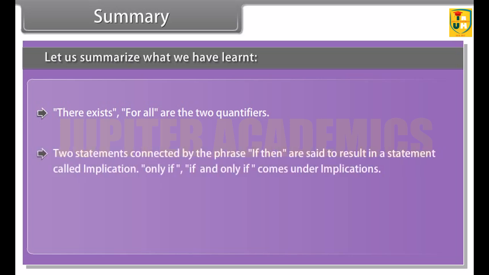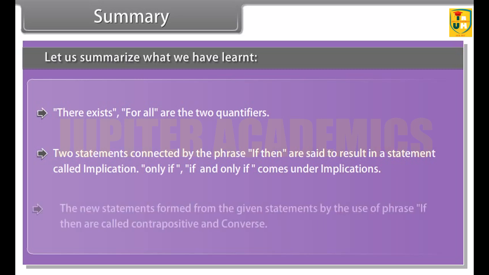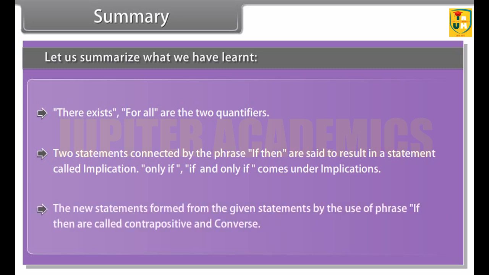Two statements connected by the phrase if-then are said to result in a statement called implication. Only if and if and only if come under implications. The new statements formed from the given statements by the use of the phrase if-then are called contrapositive and converse.